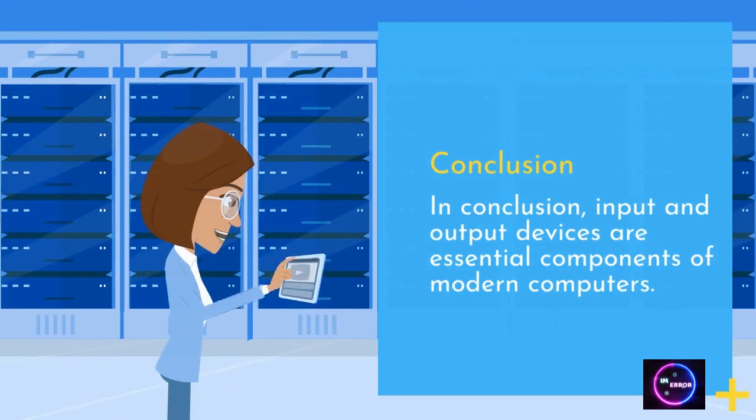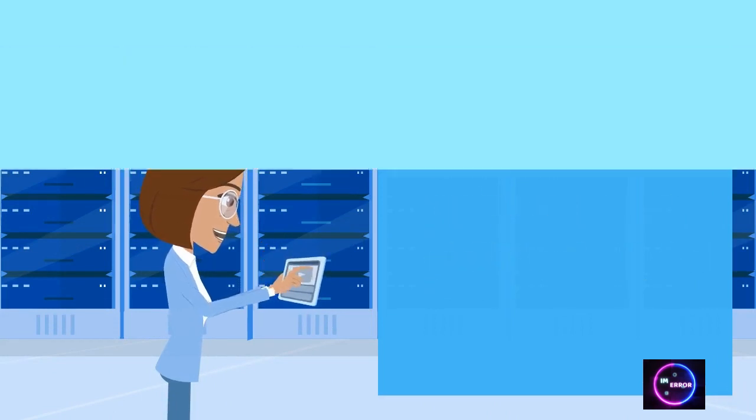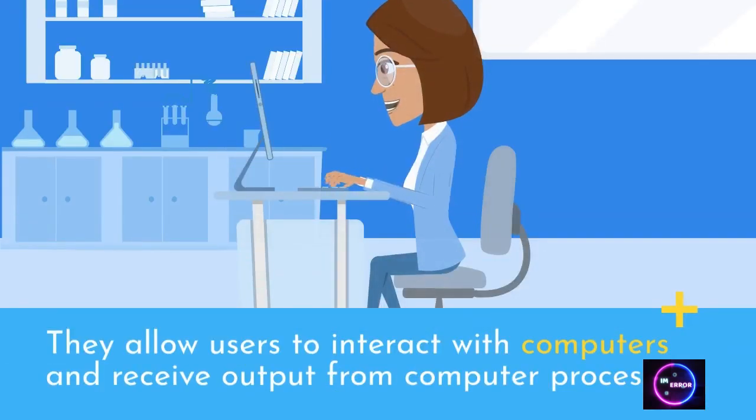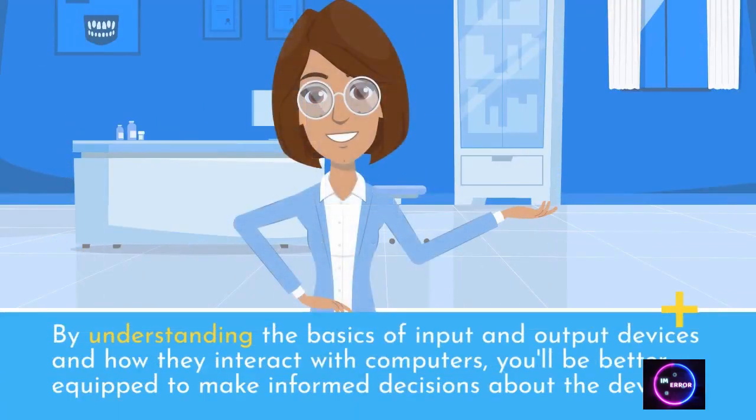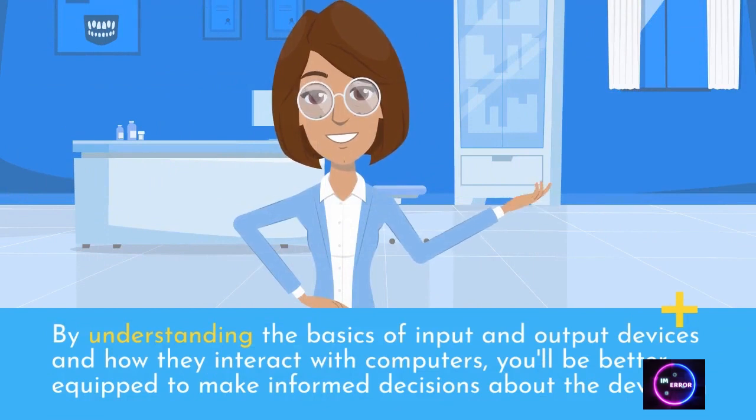Conclusion. In conclusion, input and output devices are essential components of modern computers. They allow users to interact with computers and receive output from computer processing. By understanding the basics of input and output devices and how they interact with computers, you'll be better equipped to make informed decisions.